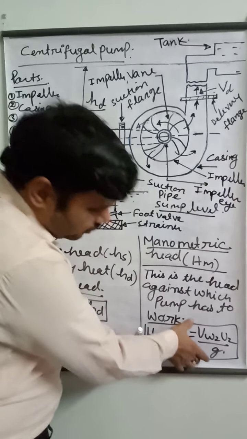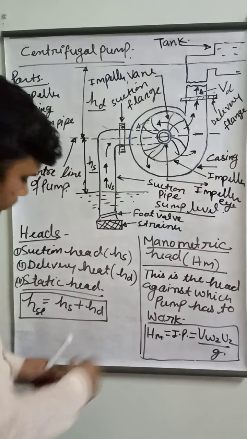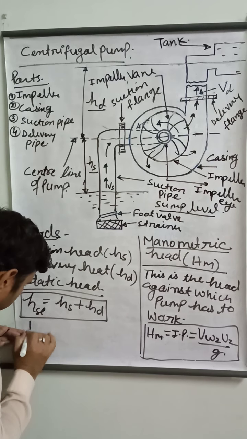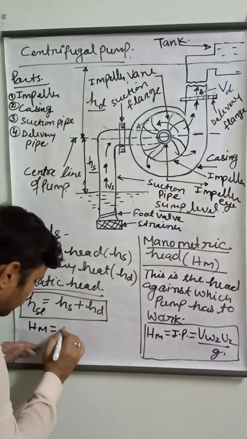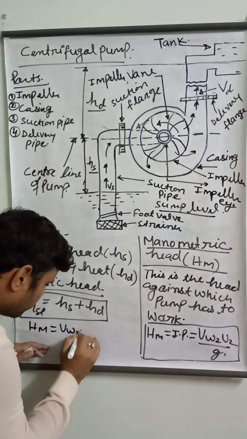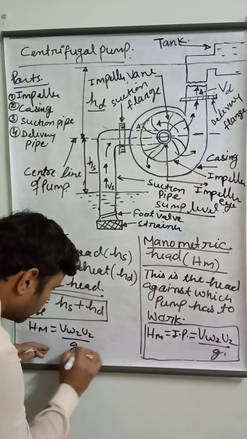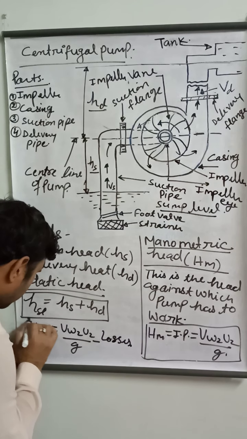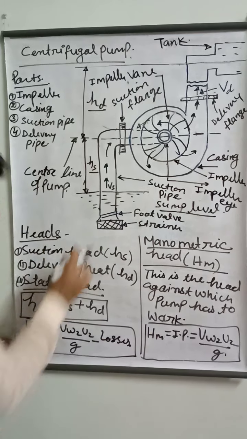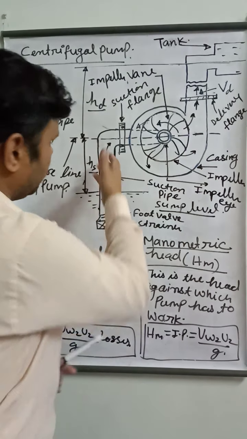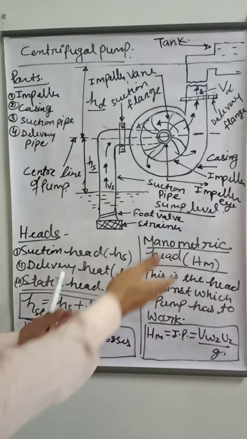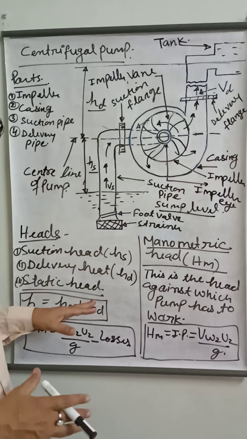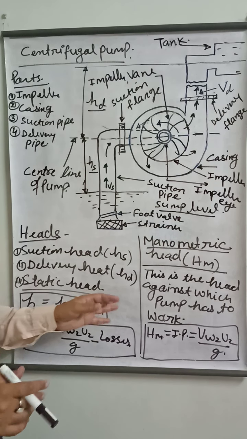This is without considering losses. If losses are considered, then manometric head is equal to Vw2 U2 upon g minus losses. These losses may be in the casing, or in the pipes like friction and others. But this will be discussed in the next lecture.